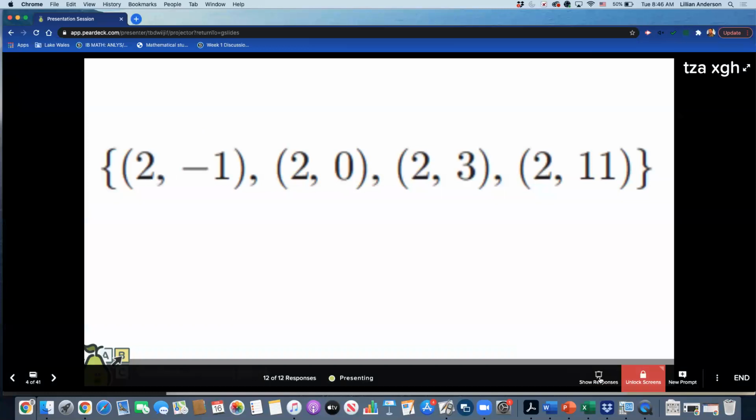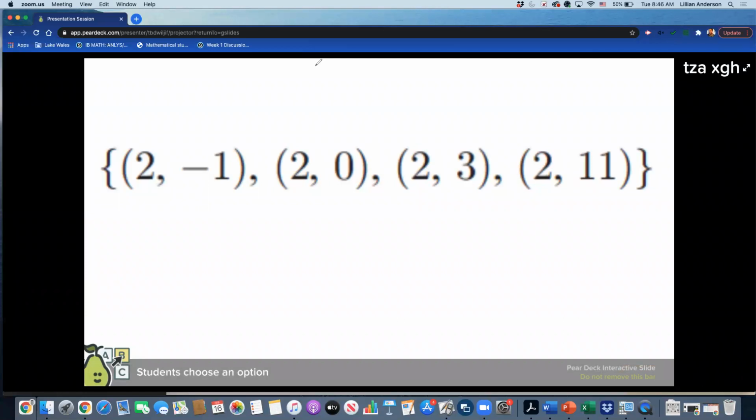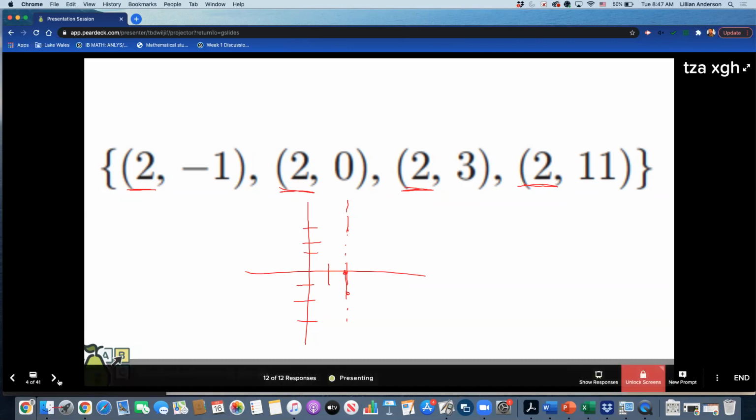Okay, when we take a look at this, remember, for it to be a function, you cannot have the same X value and different Y values. So here you have two several times for your X's with these different Y values. If you were to draw a quick sketch of that, you would have 2, -1, 2, 0, 2, 3. All of these lie on the same vertical line, which you cannot have in order for it to be a function. So this one is not a function.